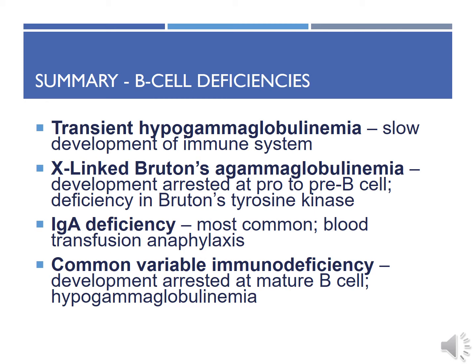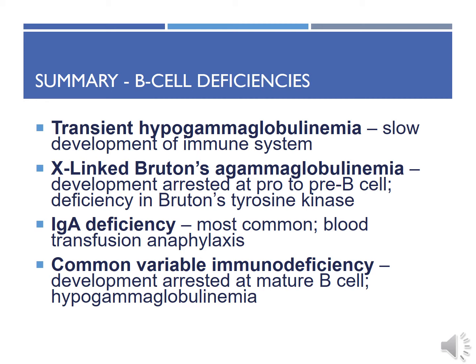We also talked about X-linked Bruton's agammaglobulinemia. Remember, in the B-cell maturation process, the stem cell will get stimulated and turn into a pro-B cell, and then from the pro-B cell to the pre-B cell, it gets stopped due to the deficiency in Bruton's tyrosine kinase. So it cannot produce any mature B cells or plasma cells, and therefore no antibodies. And remember, it is X-linked, so it's almost exclusively in males.